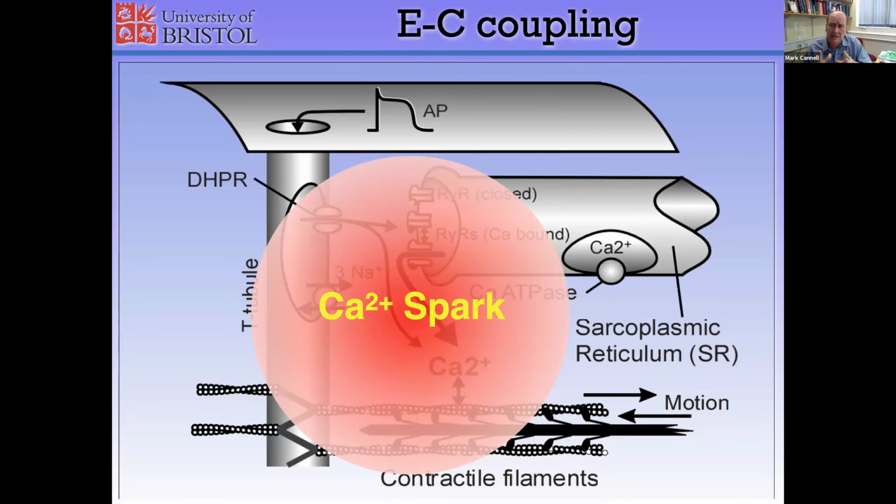So to understand how this machinery works and how it might go wrong in heart failure, we have to understand not just the biophysics and the molecular biology of the channels and proteins involved, but also understand the structure. And I like to use the analogy that, you know, proteins aren't alive, cells are alive. And the difference between the two is that it's the organization of the proteins that creates the living functional unit.